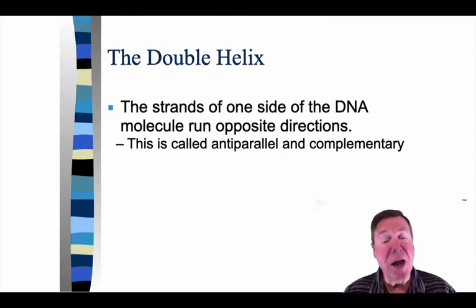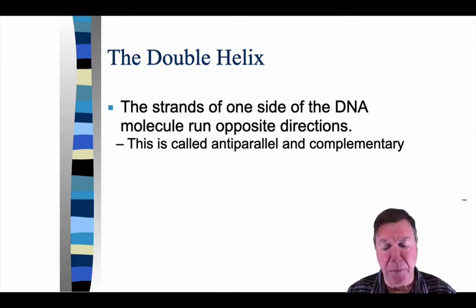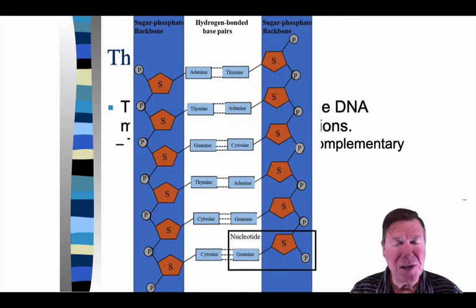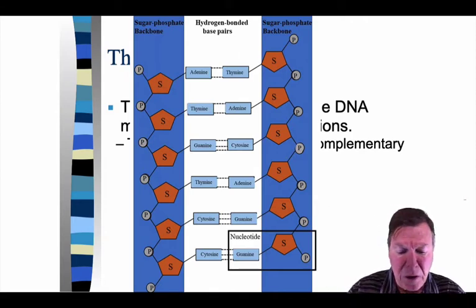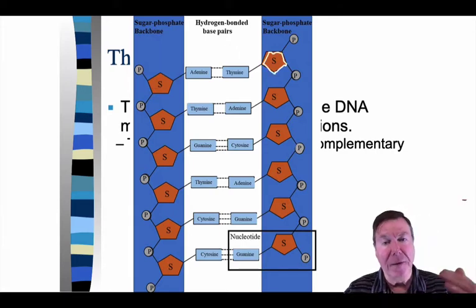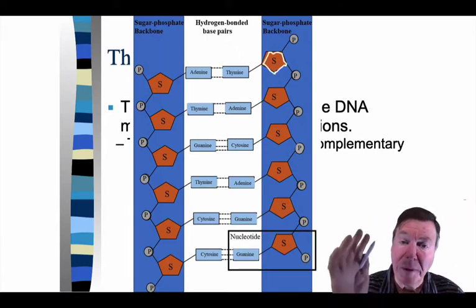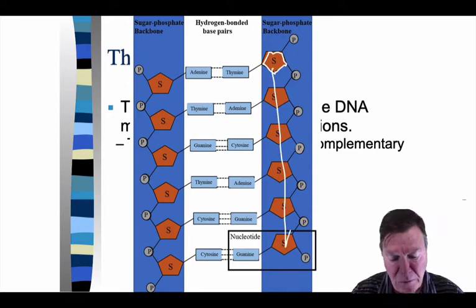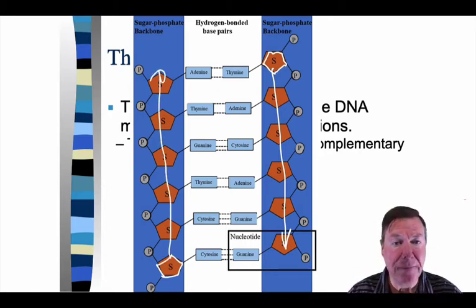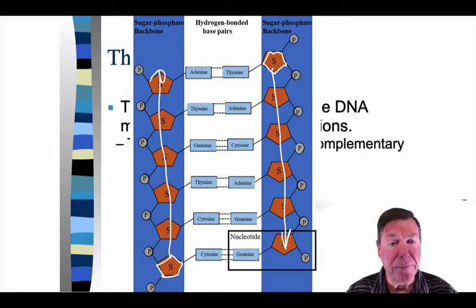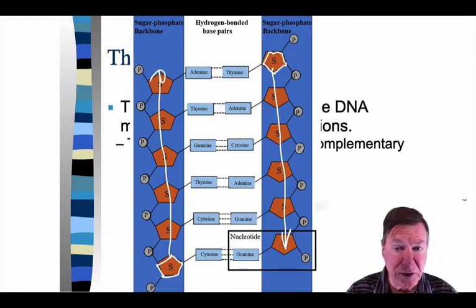The strands on one side of the DNA run in opposite directions. It's called antiparallel and complementary. This is a little bit above what I'm going to expect, but I'm just explaining it to you. You'll notice that on the right side, the pentagons point down. On the left side, they point up. That's antiparallel. The structure is the same, but they run in different directions.